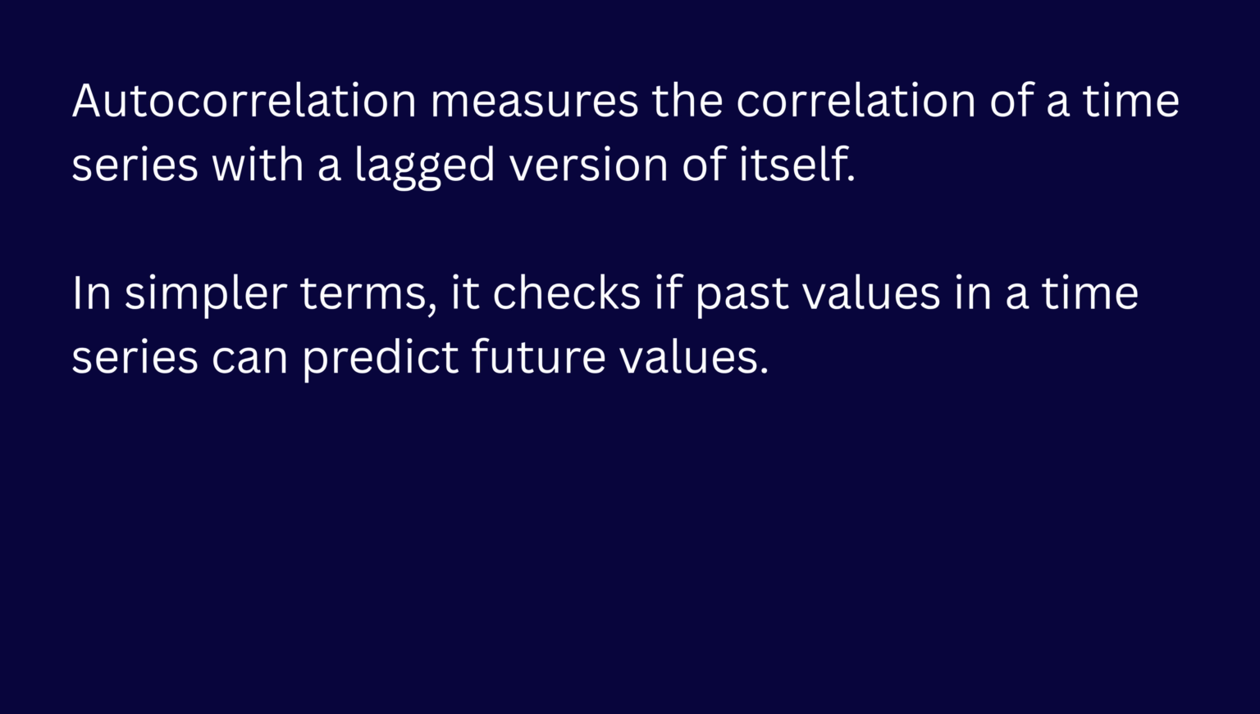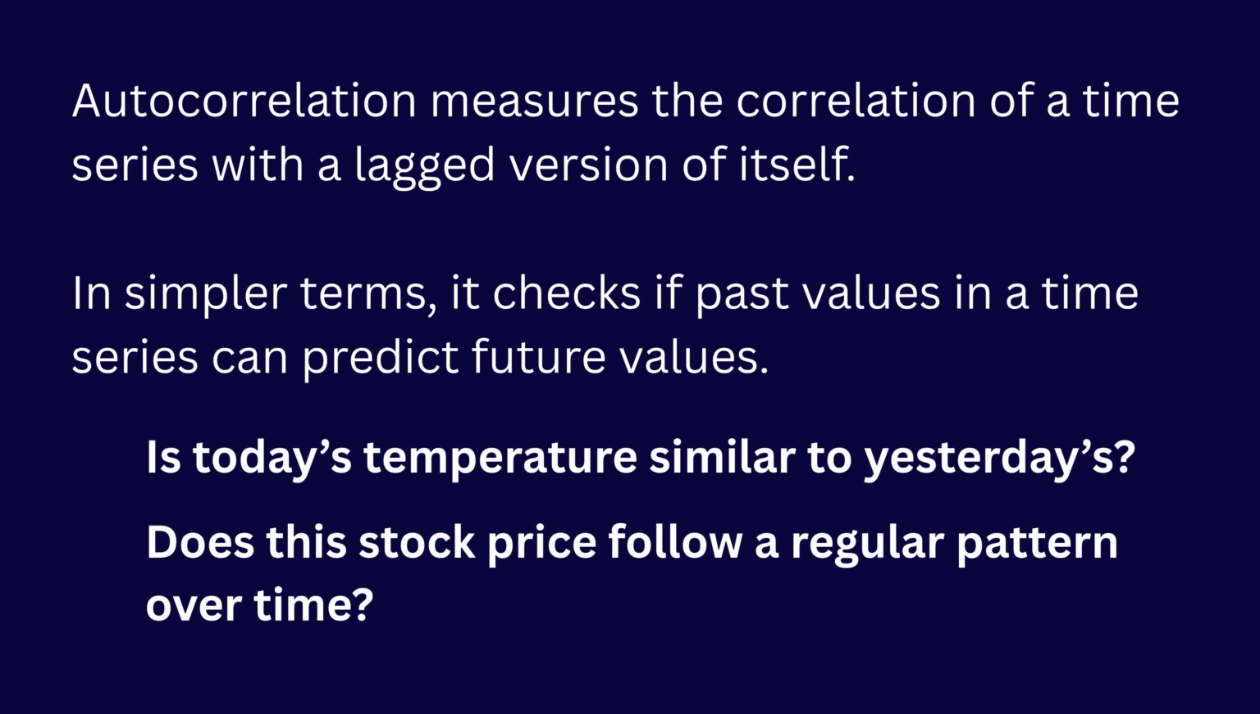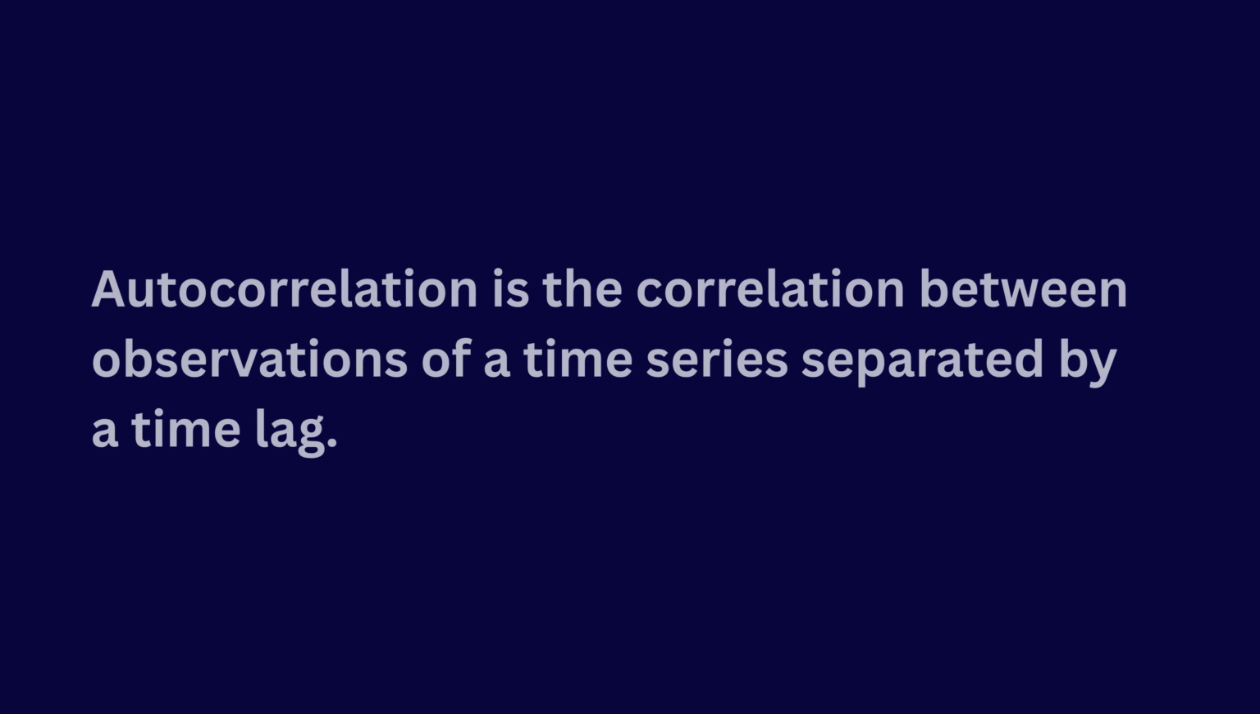Autocorrelation measures the correlation of a time series with a lagged version of itself. In simpler terms, it checks if past values in a time series can predict future values. It helps answer questions like this: Is today's temperature similar to yesterday's? Does this stock price follow a regular pattern over time? If the answer is yes, autocorrelation is present.